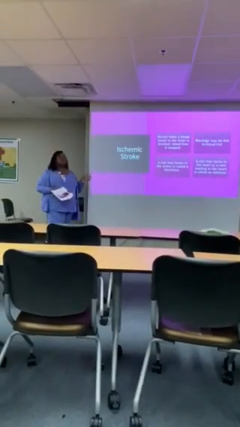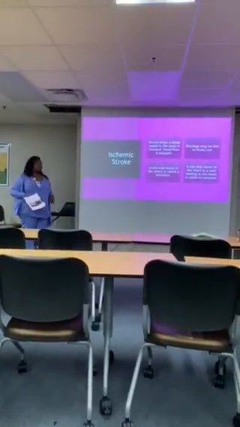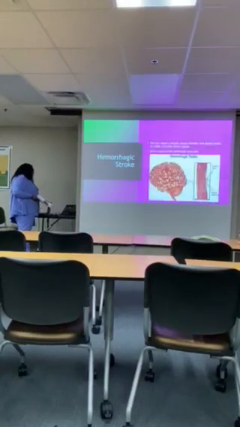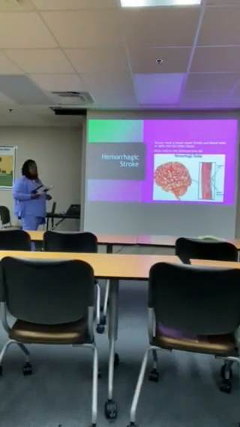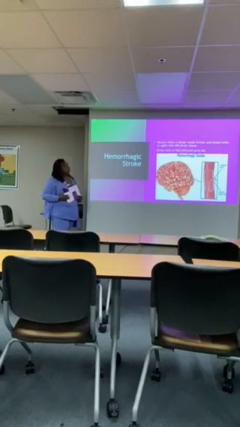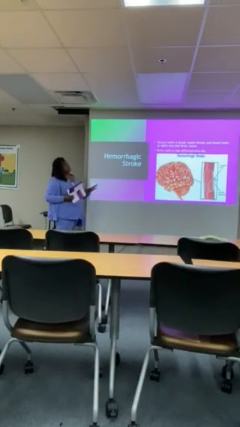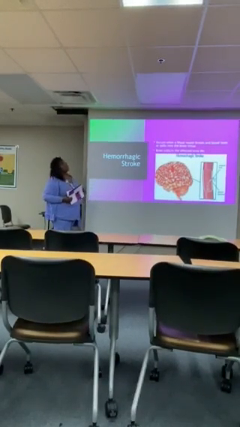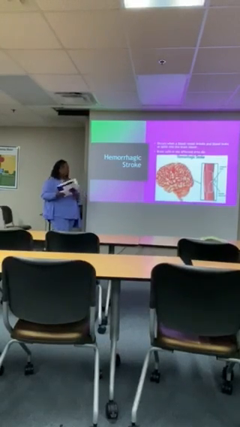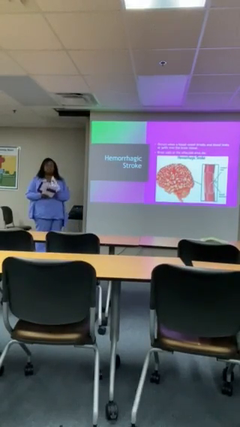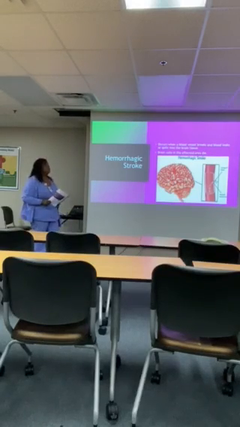Strokes account for about 85% of all the strokes that occur. The next stroke is a hemorrhagic stroke. It occurs when the blood vessels break and blood leaks or spills into the brain tissue. Brain cells in that affected area die. And 15% of all strokes are hemorrhagic strokes.